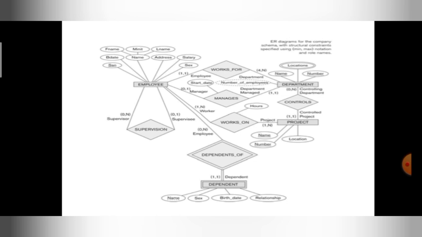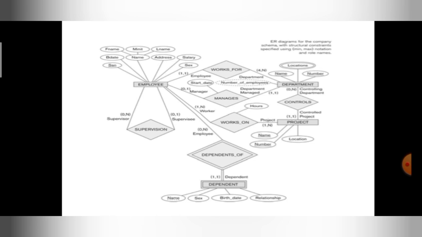Total participation. For example, all the employees should work for the same department. That is total participation. Total, all the employees work for this department. You can see in this diagram, the dependent and the employee relationship is total, because the relative is totally dependent on the employee. If you remove the employee, the dependent will also be removed. That's why. Hope you are understanding.